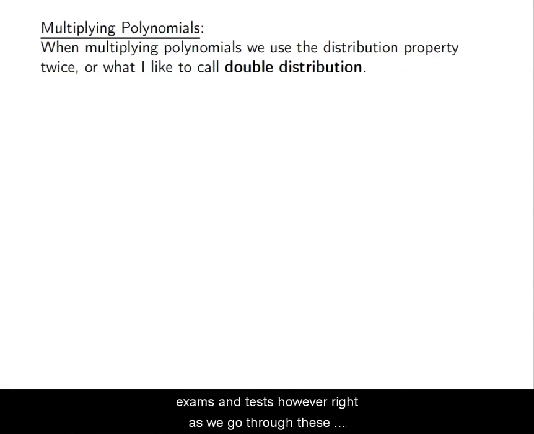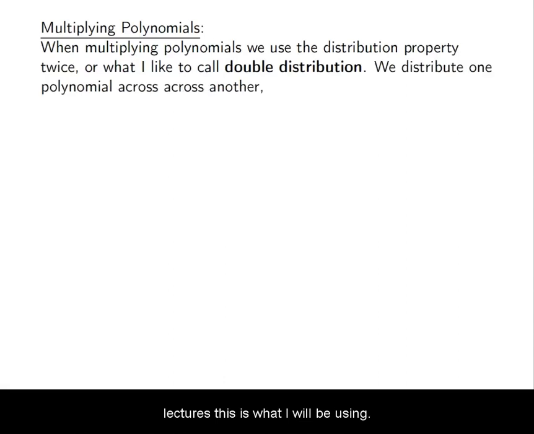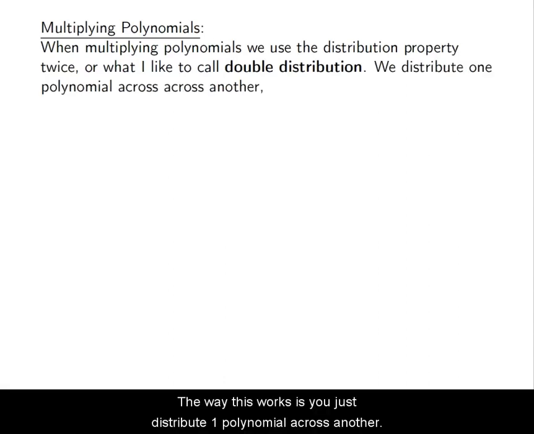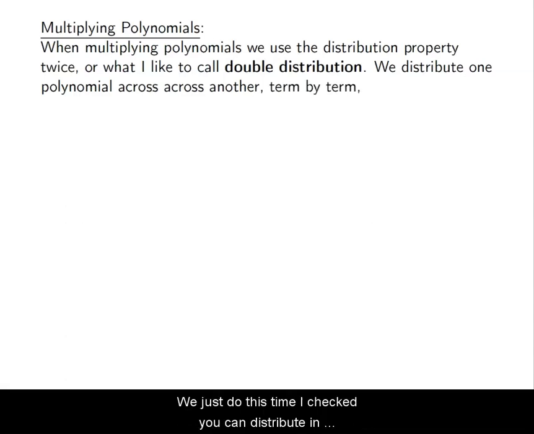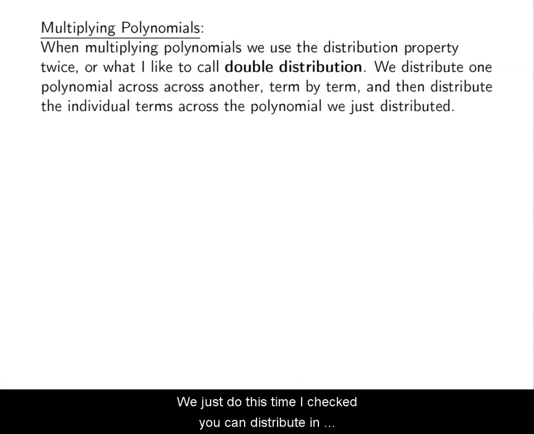However, as we go through these lectures, this is what I will be using. The way that this works is you just distribute one polynomial across another, and then you distribute those single terms across the polynomial that you just distributed. It's actually very easy. We just do this term by term. You can distribute in any way that you want. You can go the left across the right polynomial, or you can go the right polynomial across the left.